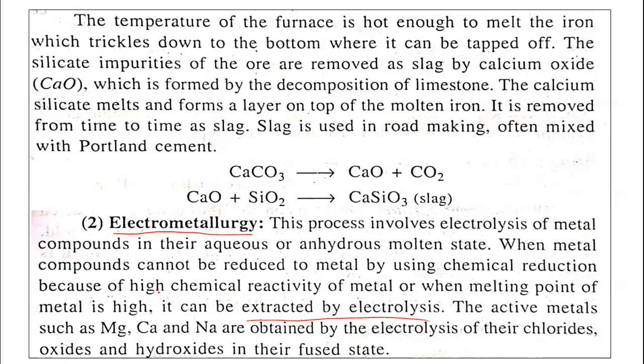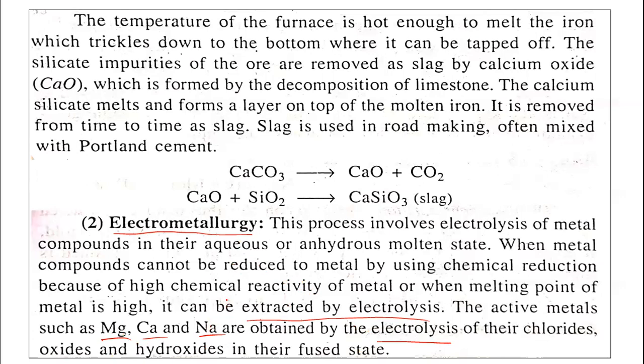When metals cannot be reduced by chemical reduction due to their chemical reactivity or high melting point, then those metals can be extracted by the electrolysis process. So electrolysis is carried out only for a limited number of metals. Which metals? The active metals like magnesium, calcium, sodium. These metals are very active, highly electropositive. So such metals are obtained by electrolysis, that is, by electrometallurgy.